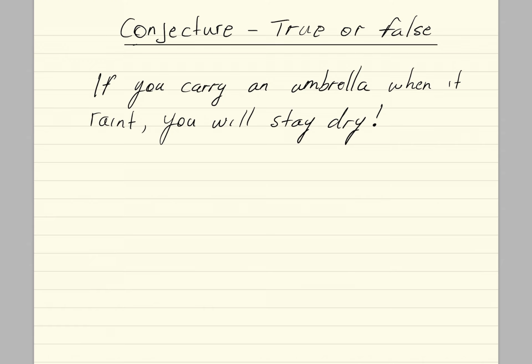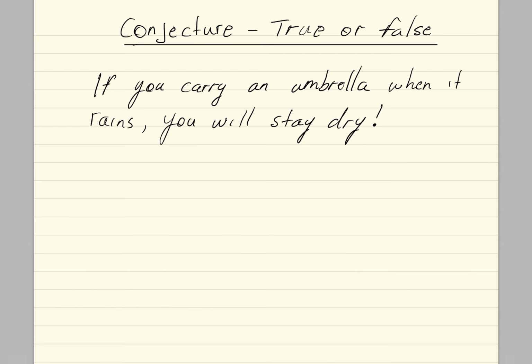It's not mathematical, but I think it's important to have a real life example before you get to a mathematical example. So I have this example here saying if you carry an umbrella when it rained, so when it rains, you will stay dry. Now, this is just a simple conjecture. We don't know whether it's true or false.